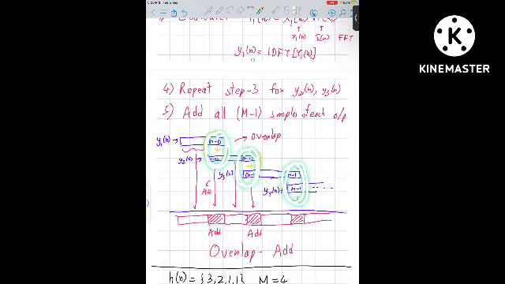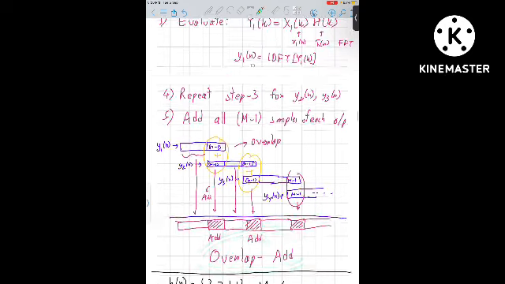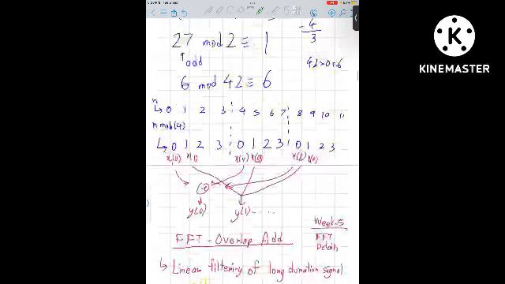Now we shall go into the overlap save method. This is also called the overlap and discard method. Why discard? I will let you know very soon.